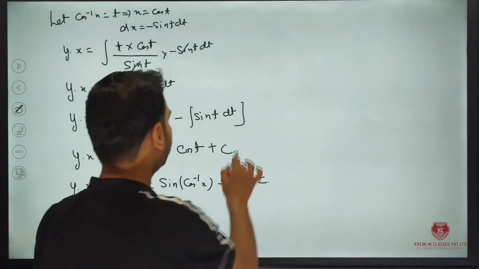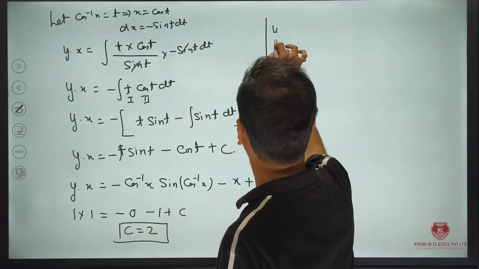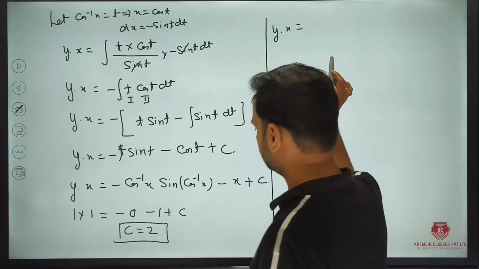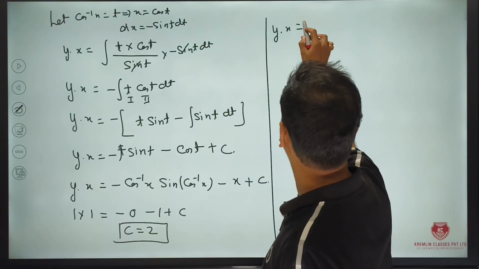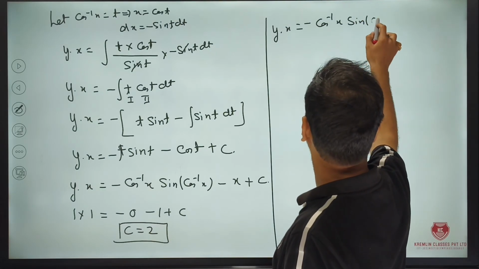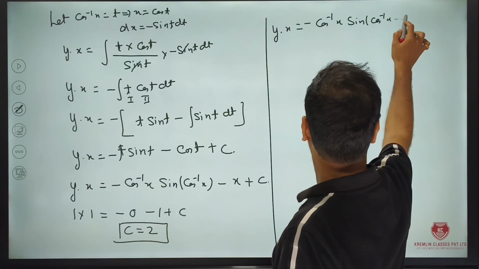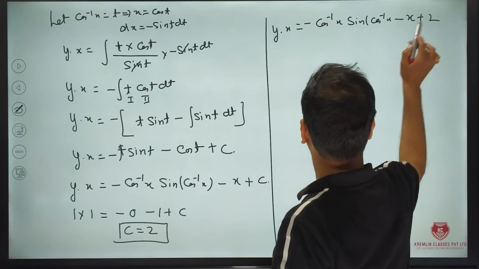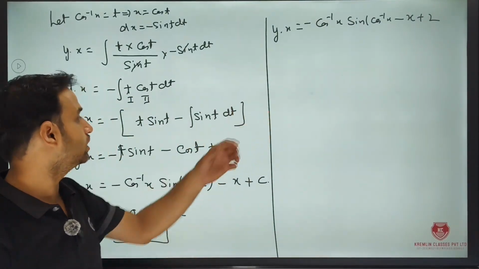Okay, so the final value of y(x) comes out to be minus cos inverse x into sin cos inverse x minus x plus 2. Okay, this is the final equation coming out.